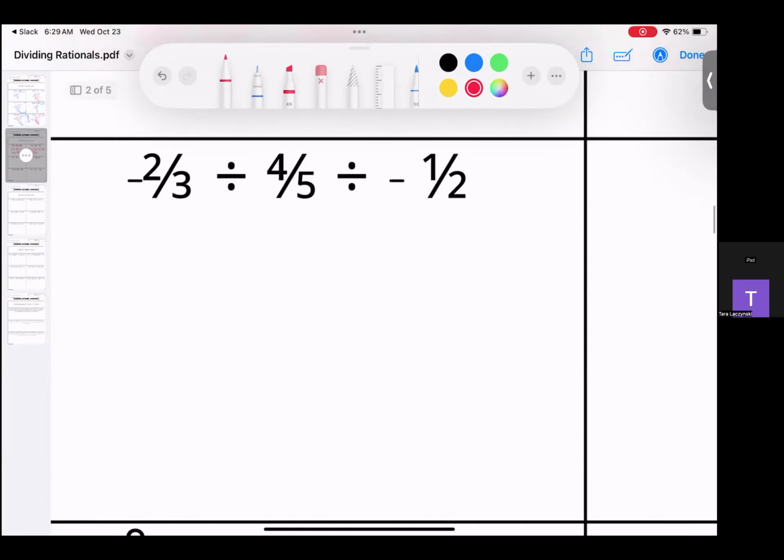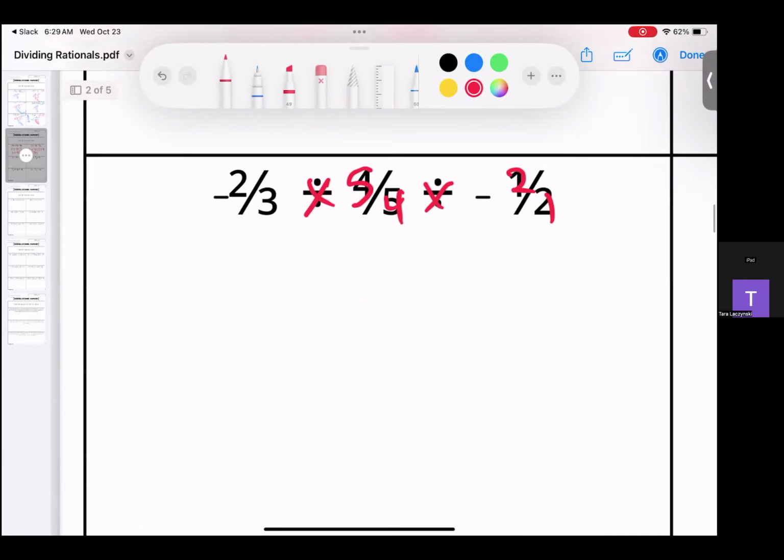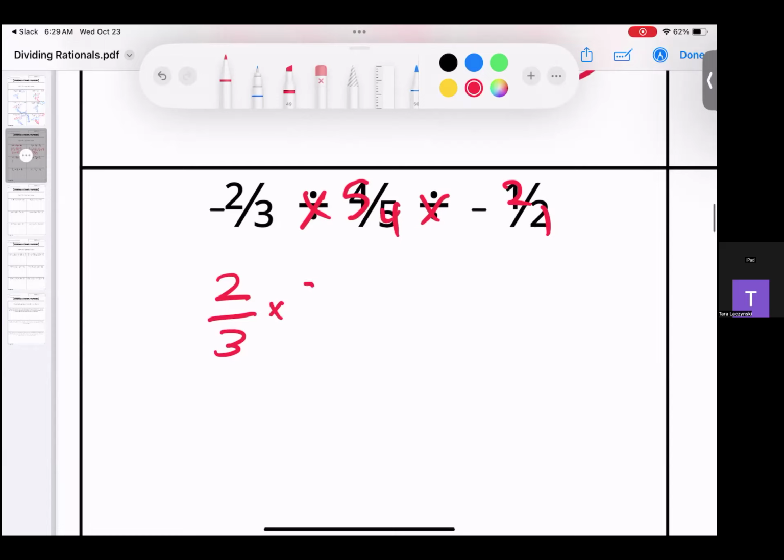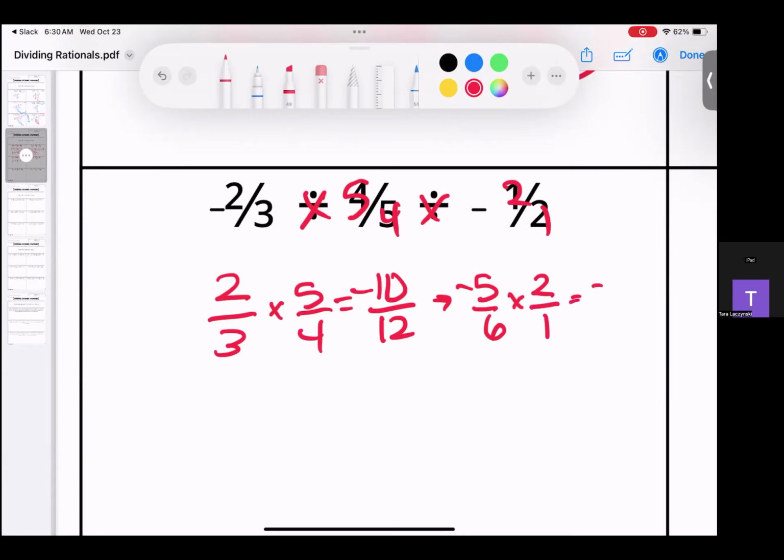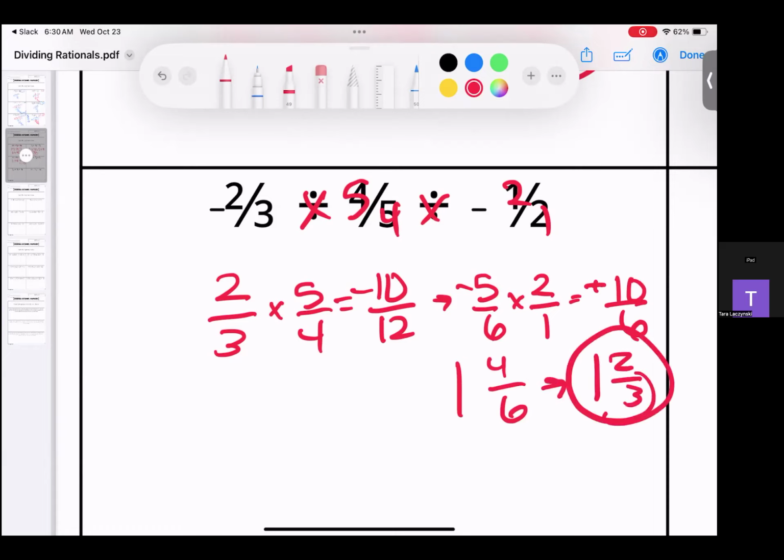Coming down here, I'm going to pop in and multiply by their opposites to start. So we're going to do 2/3 times 5/4 equals 10/12, but make it negative. I can split that in half to 5/6. Then I multiply by my 2 over 1. Again, you don't have to do it that way. I prefer to do it that way because it makes my life easier and I don't have to simplify something really big. 6 goes into 10 one time, and I'll have 4/6 left, which simplifies all the way down to 1 2/3 because 4 and 6 can both be cut in half.